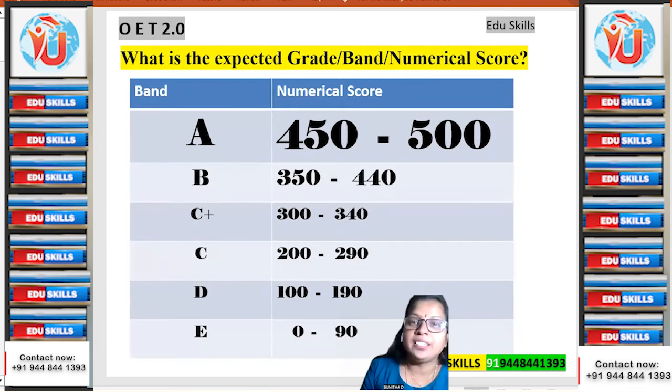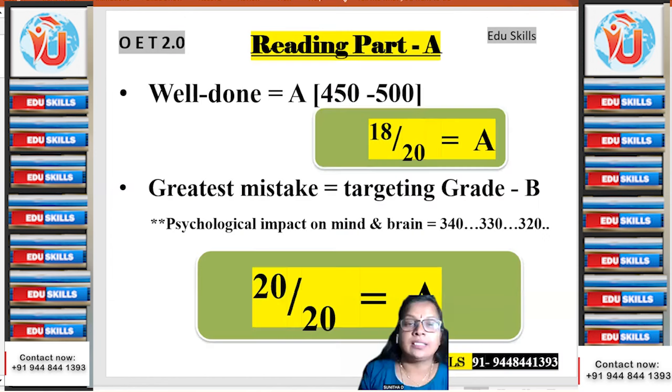Our expectation is to aim for 450 to 500, an A score, not B, which comes between 350 and 440. So we can hope for that. In this reading part A, if we get 18 out of 20, there are more chances to get the A score. So the greatest mistake we make while preparing for our exam is targeting a B grade.